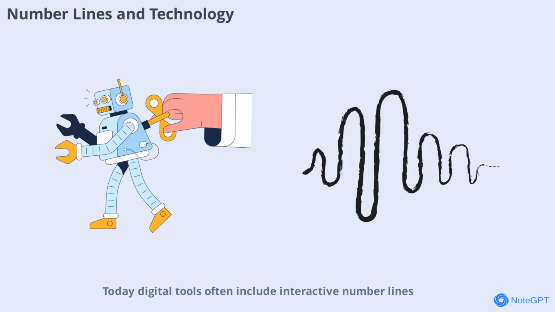Today, digital tools often include interactive number lines. These allow users to explore concepts by dragging points, shading intervals, and visualizing operations. Technology makes learning with number lines more engaging and accessible for everyone.